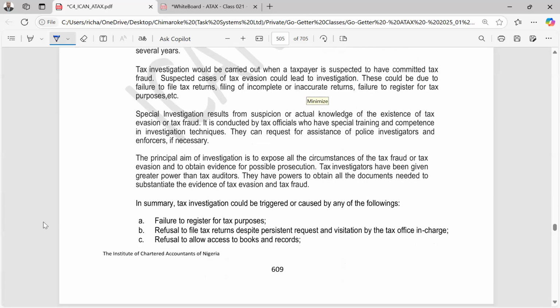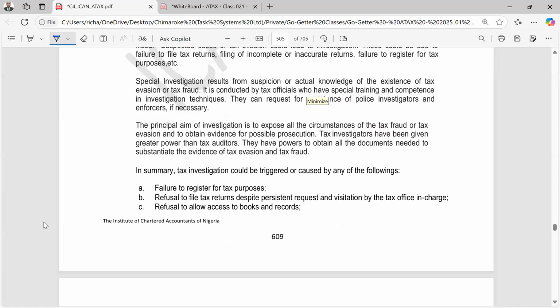Okay, what are some of the things that could trigger tax investigation? One, failure to register for tax purpose. So you register your company with CAC, you've gotten a certificate, or you don't have a certificate, and because of that, you refuse to register your company for tax purpose. That's bad. Secondly, you refuse to file annual returns.